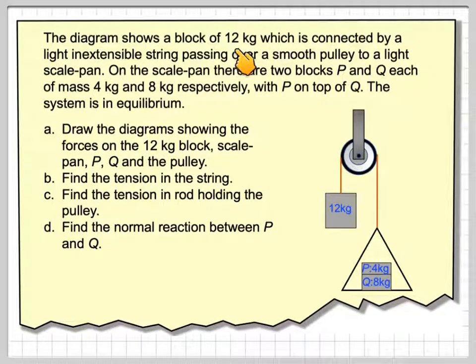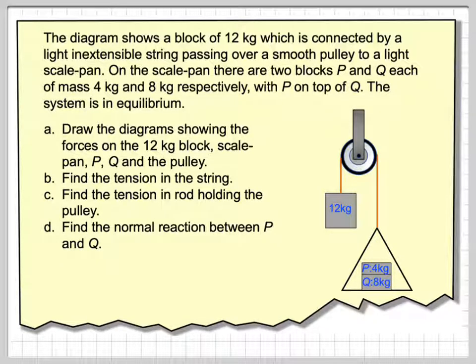The diagram shows a block of 12 kilograms which is connected by a light inextensible string passing over a smooth pulley to a light scale pan. So the string passes over this light pulley, it's smooth so there's no friction, it doesn't weigh anything, over to a light scale pan. So this triangular thing here is going to be the pan, it doesn't weigh anything.